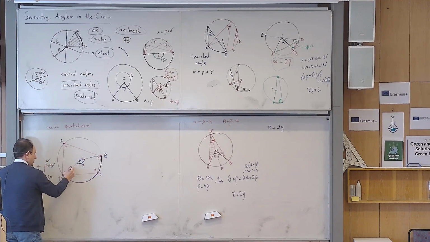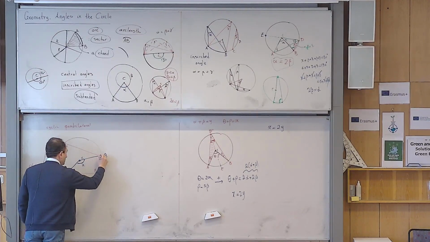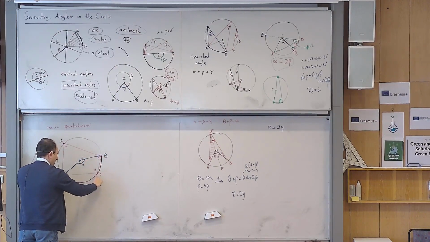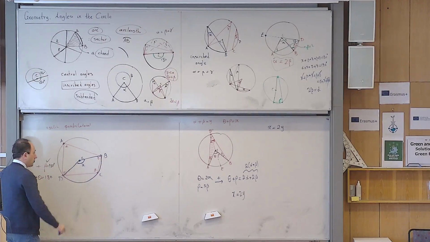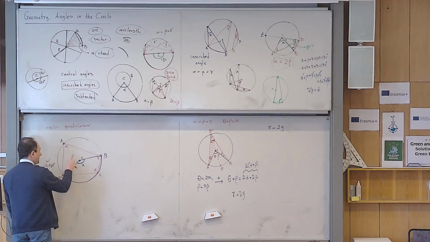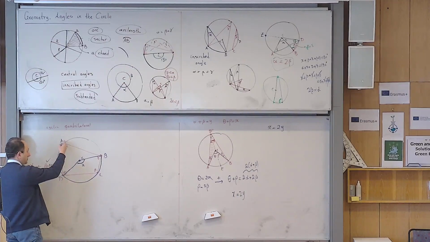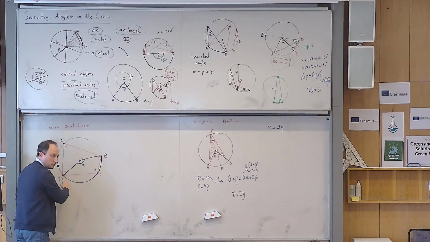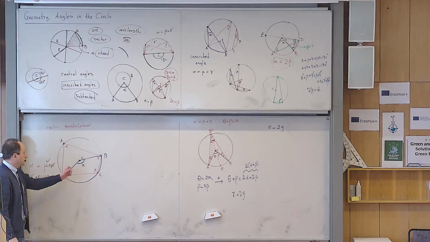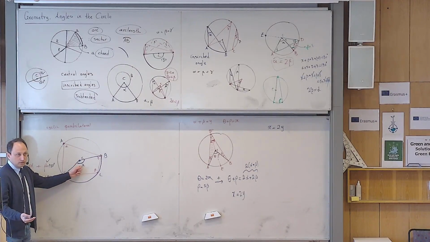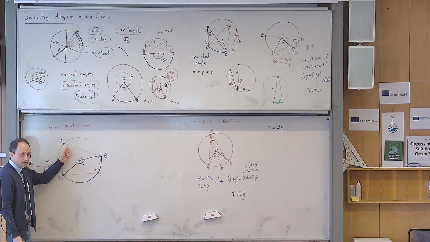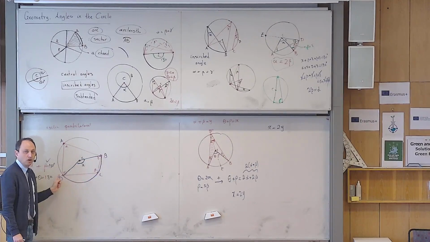This is one leg, this is another leg. So this X is subtending this arc. What arc is being subtended by alpha? Do you see that? It's exactly the same arc. So, one of them central, one of them inscribed, subtending the same arc.